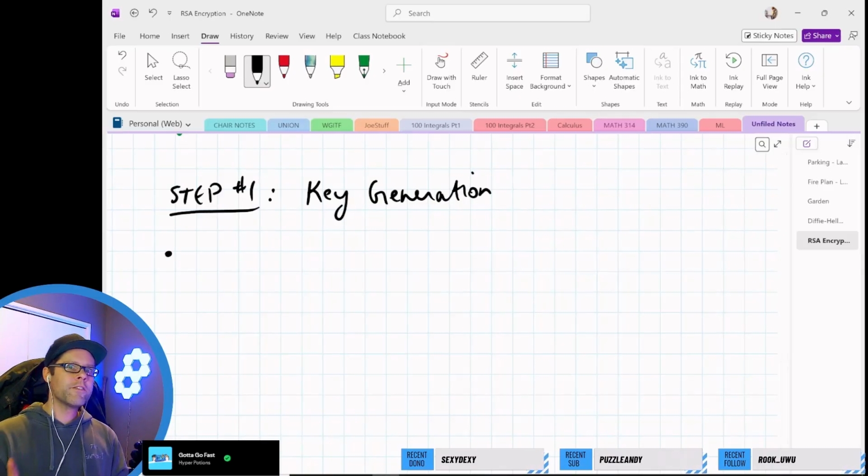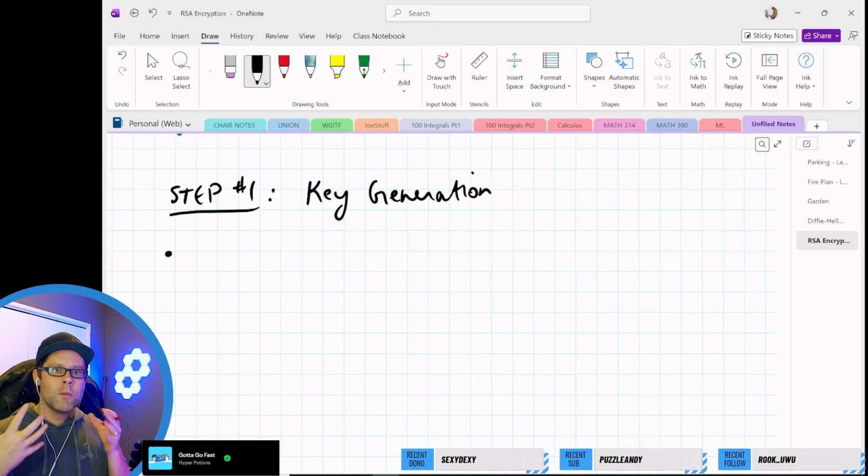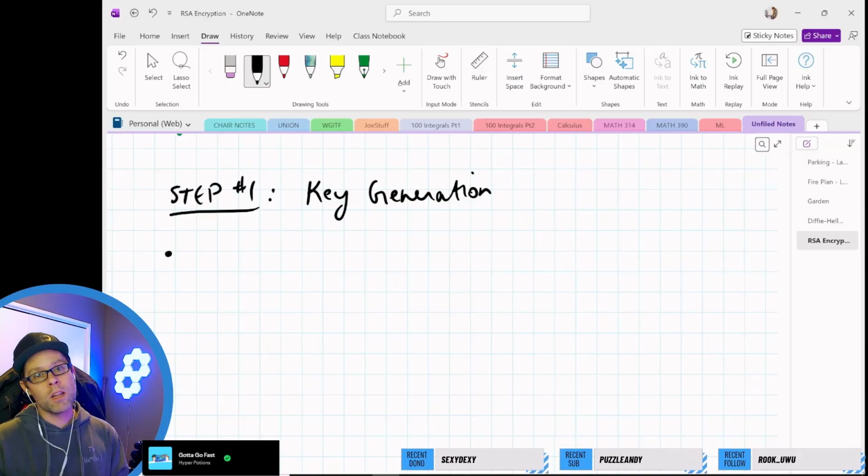So a little bit different compared to Diffie-Hellman. What we're going to do in this case is choose two large prime numbers, but rather than creating a function that connects those two prime numbers together, we are going to multiply our two prime numbers, and then we're going to use the Euler phi function to do some work for us.